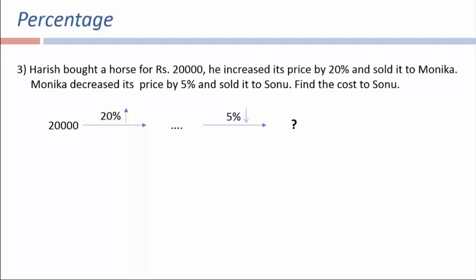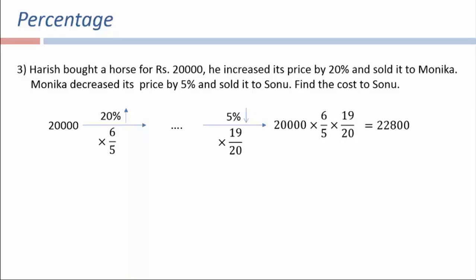So for 20% increase, we know that the multiplying factor would be 6 by 5 and for 5% decrease, the multiplying factor would be 19 by 20. So the final answer would be 20,000 into 6 by 5 into 19 by 20. So this calculation would come out to be 22,800 rupees. So no matter how many times the percentage increase or decrease operation is done on a certain number, all you have to do is just keep on multiplying the respective multiplying factors to get the overall answer.